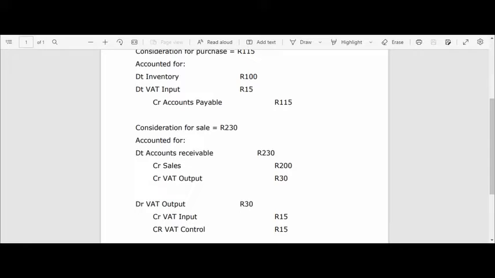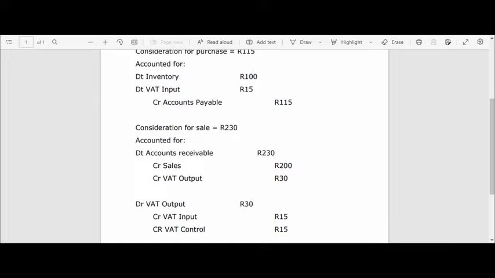Now, anyone that wants to say it, you're welcome to say it in person, or you can type it. That credit of 15 rands in the VAT control account, what does that represent? What does that represent? Who wants to give it a shot? Lucille?